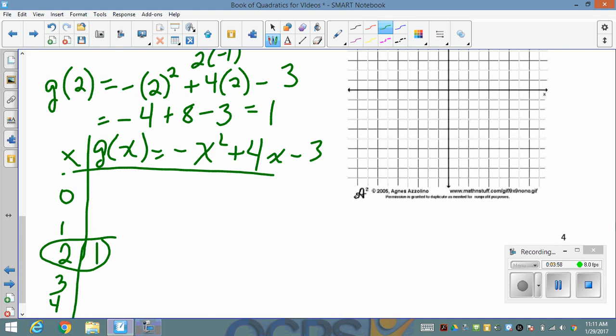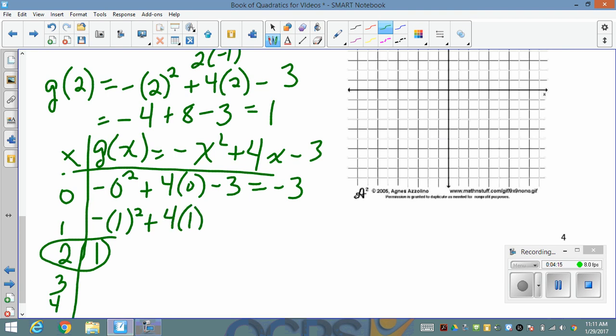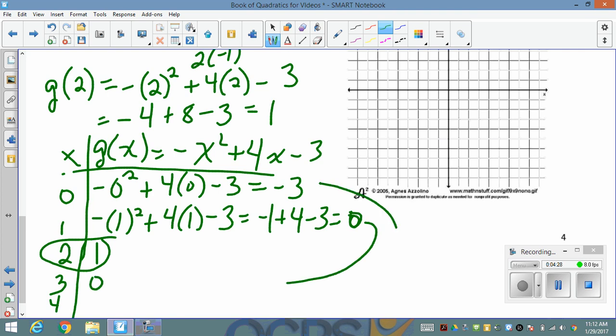I am going to choose to plug in 0, just because 0 makes it super easy. I get 0 plus 0 minus 3, which is negative 3. And then plugging in 1. Again, be careful with that negative. It's on the outside, so it's not getting squared. So I get negative 1 plus 4 minus 3, which is 0. And then I'm going to use my symmetry to fill in the other side. That way I don't have to do all that plugging in.